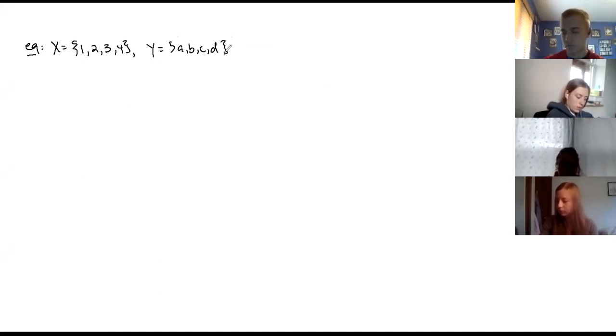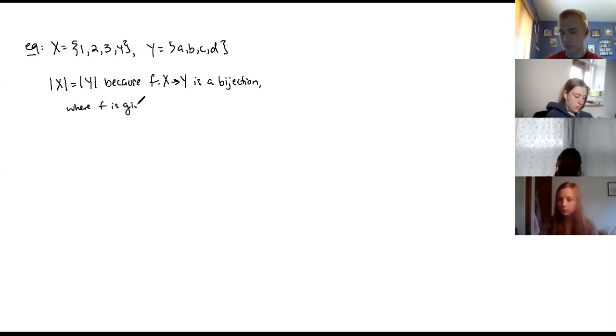Obviously, X and Y are going to have the same cardinality, right? Obviously, we know this, we can count. But if we're going to prove this, we need a bijection. So we can say that the cardinality of X equals the cardinality of Y because F going from X to Y is a bijection, where F is given by, and we can do this however we want.